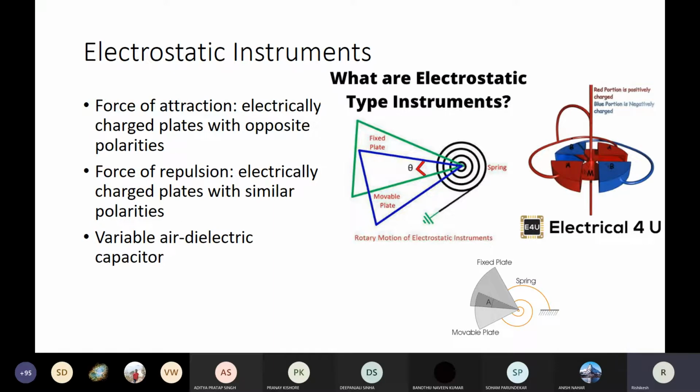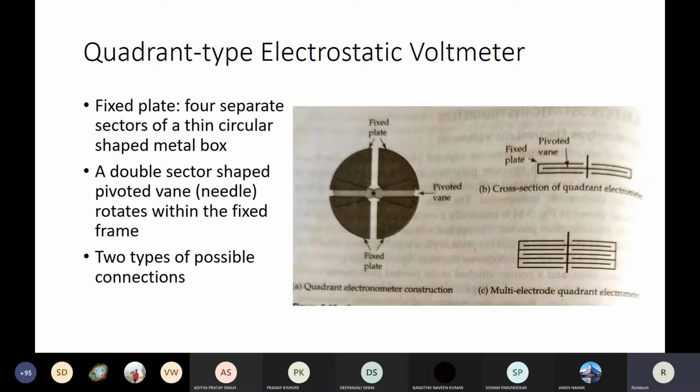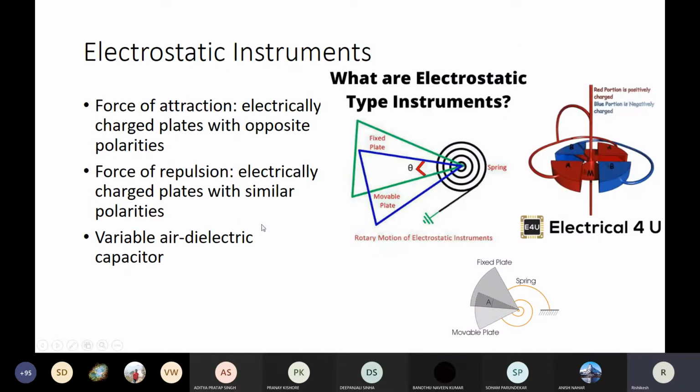Now, in this case, we have different types. Let me first discuss a simple example, then we can move ahead to the quadrant electrometer part and the analysis of that. So this is for understanding the principle of the electrostatic instrument.